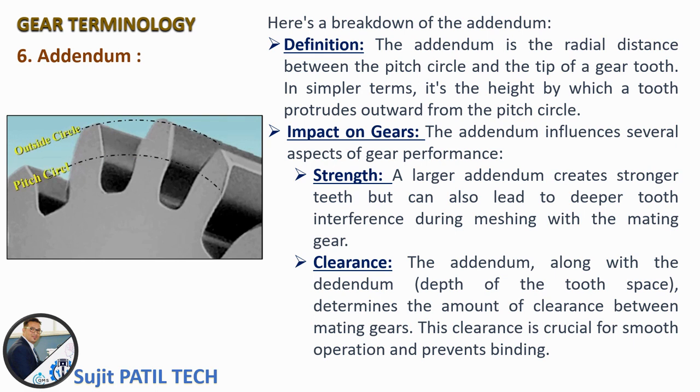Impact on gears. The addendum influences several aspects of gear performance. Strength. A larger addendum creates stronger teeth but can also lead to tooth interference during meshing with the mating gear. Clearance. The addendum, along with the dedendum, the depth of the tooth space, determines the amount of clearance between mating gears. This clearance is crucial for smooth operation and prevents binding.